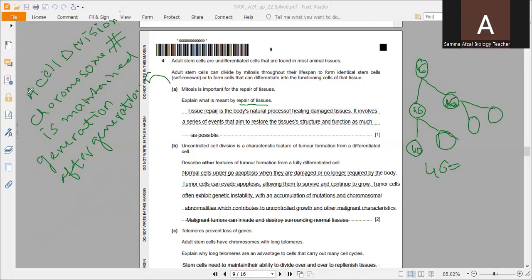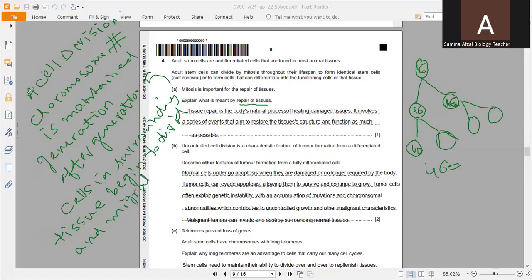When an injury occurs, you know, when there is a cut or an injury, what happens? The cells in the surrounding tissue begin to divide and migrate to the injured site, replacing damaged cells.